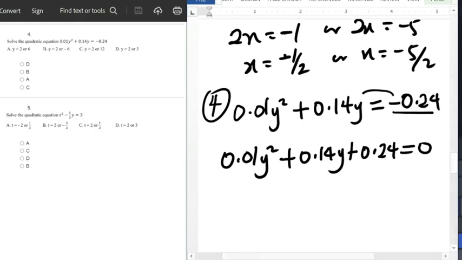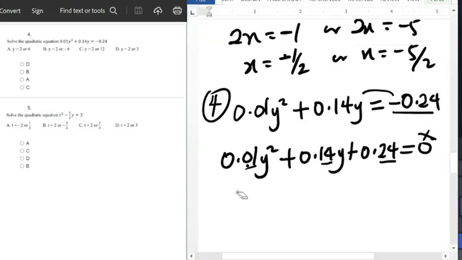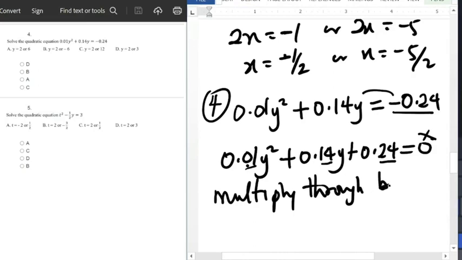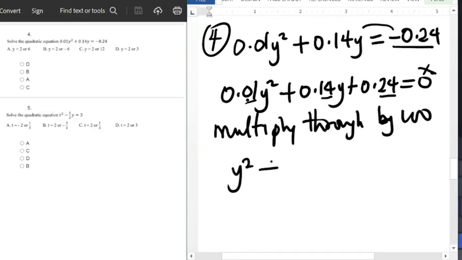So we have a quadratic equation now. What we're going to do is change everything to whole numbers. You can see this is in two decimal places, and this is also in two decimal places. So we multiply through by 100. When you multiply by 100, you get 1y squared. So let me write that: multiply through by 100. That will then give us y squared plus 14y. Use your calculator, you see what you're going to get, plus 24 equal to 0.